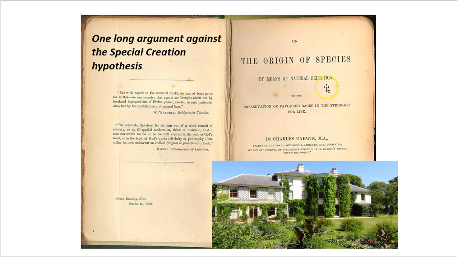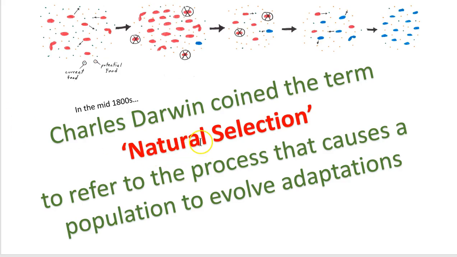book that changed forever the way biologists look at the natural world, On the Origin of Species by Means of Natural Selection. And in this book, he argued against this special creation hypothesis that God specially designed each and every species and equipped them with adaptations. Darwin argued that what was happening in nature was the very process that we've been looking at. And he called this process natural selection. And that referred to the process that causes a population to evolve adaptations.